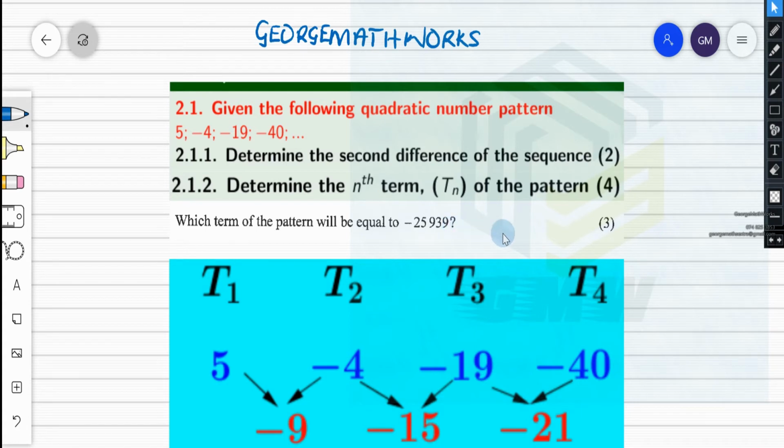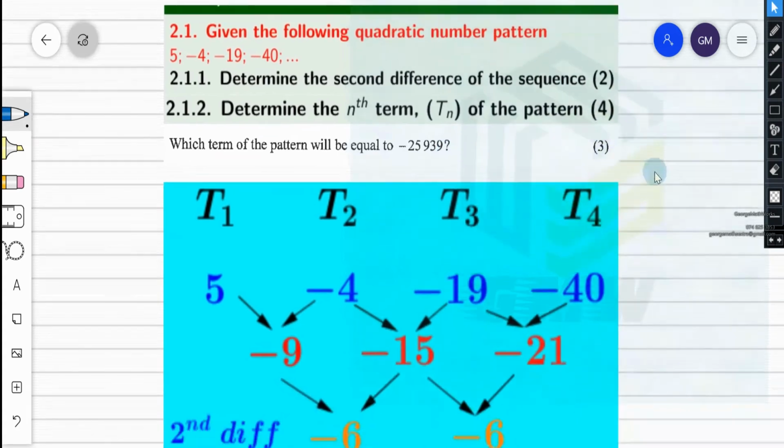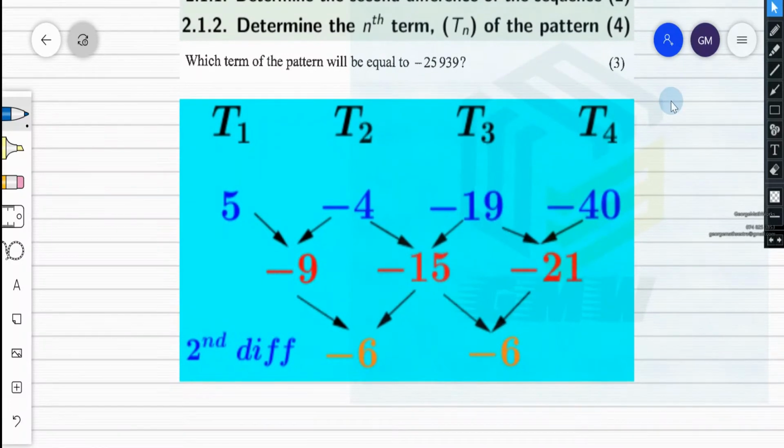But now, to answer these ones, to answer such questions, one has to create something shown here. Let's write this as the solution. Now, I am given the numbers here.